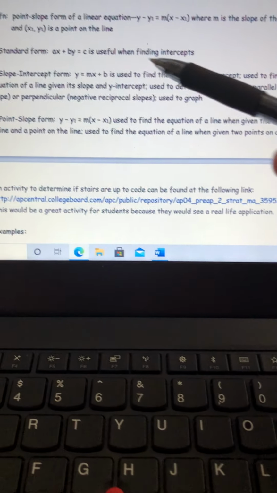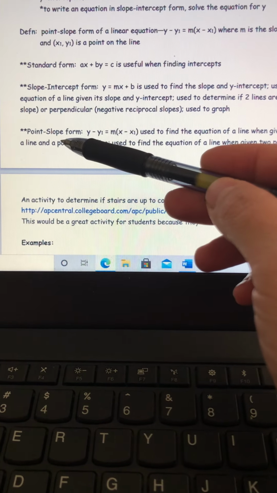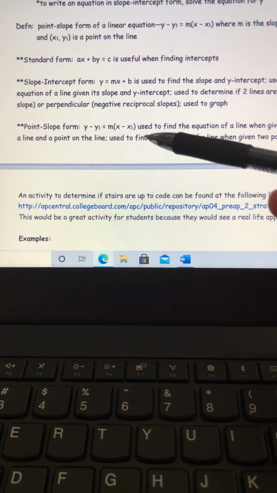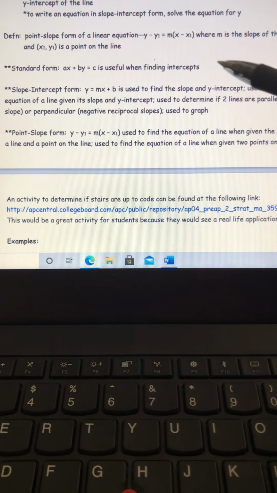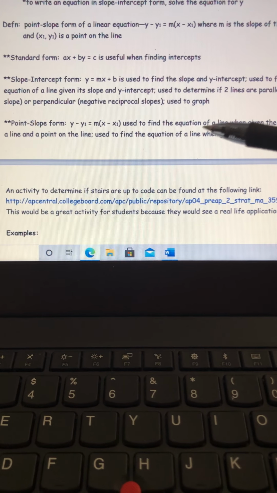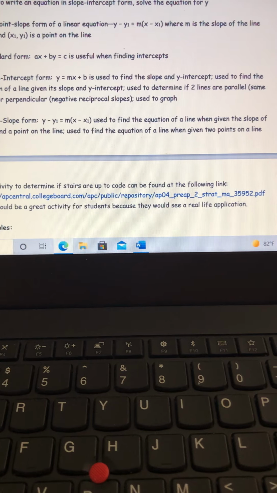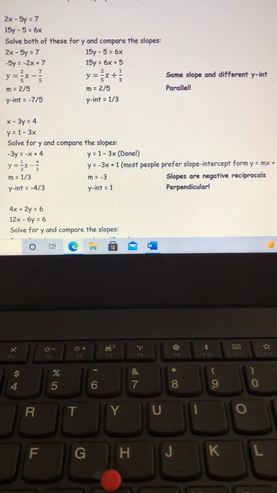What I would always suggest, if you're trying to compare slopes, is this: standard form is useful when you're finding the intercepts. Point slope form is when you have the slope and a point on the line. Slope intercept form is usually the easiest one to use to compare the slopes to determine if they're parallel, perpendicular, or neither. It's also usually the easiest one to graph. So I always write everything in slope intercept form, y equals mx plus b. So m is your slope and b is your y-intercept.